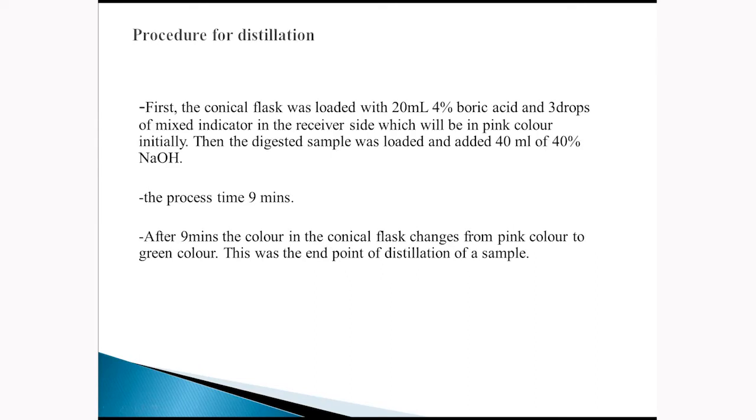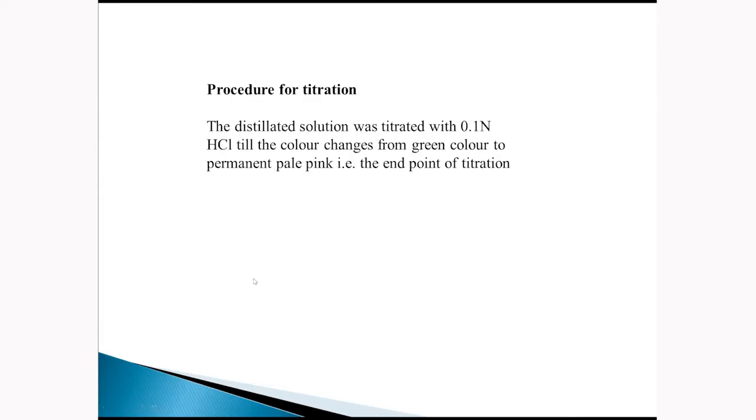Again, the procedure for distillation: first, the conical flask was loaded with about 20 ml of 4% boric acid and 3 drops of mixed indicator on the receiver side, which will be in the pink coloration initially. Then the digested sample was loaded and about 40 ml of 40% sodium hydroxide solution was added. The time taken for the process was about 9 minutes, and after 9 minutes the color in the conical flask changes from pink to green, and this is the end point of the distillation of the sample.